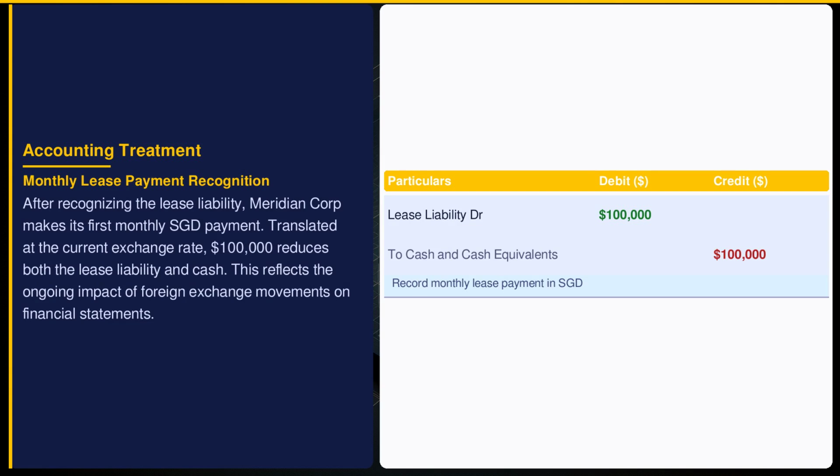Each monthly lease payment requires Meridian Corporation to adjust both cash and lease liability. IAS 21 mandates that such payments, initially in SGD, be translated using the exchange rate at payment date, affecting cash flows and reducing liabilities. This process reflects real-time currency exposure on Meridian's financials.